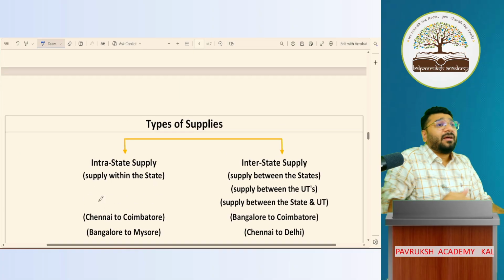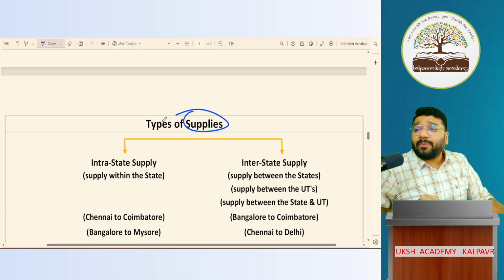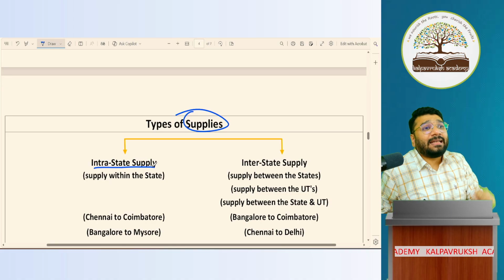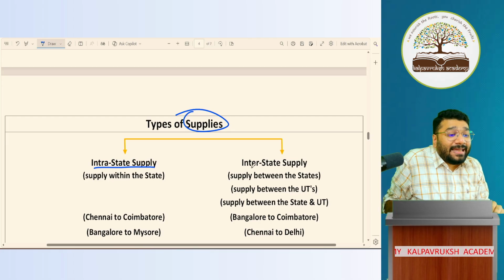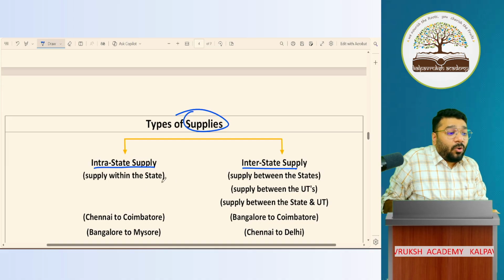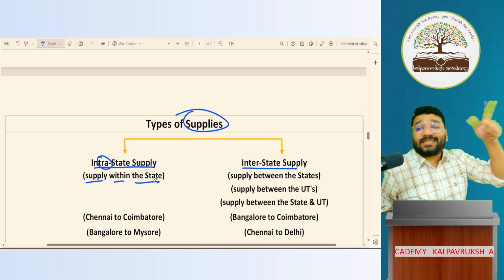Listen now. There are two types of supplies. How many types of supply? Two types of supply. One is intra-state supply, second is inter-state supply. Okay, not okay? What is intra-state supply? Supply within the state.